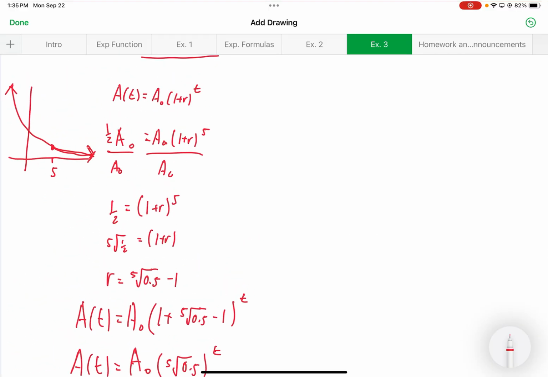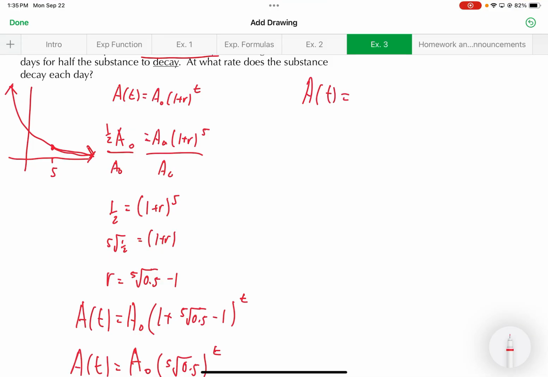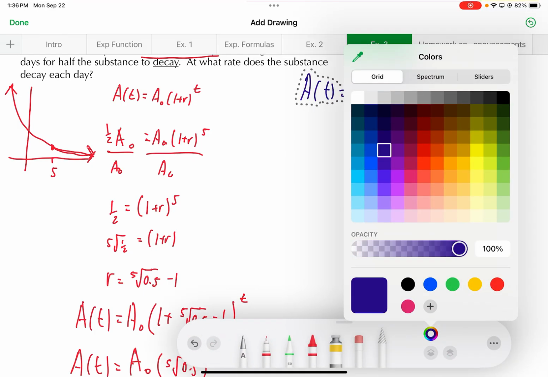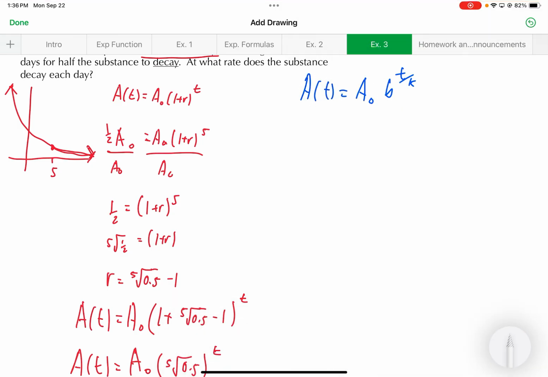Now let's see how that compares to if I use my other formula, A(t) = A_0 times b^(t/k). Can I do this? This is a thing I can do. Tap that and then change the color of it. Does it do that? Oh my God! That's pretty cool. I didn't know it did that. We all learned something today. I learned something. You guys apparently knew that was a thing.